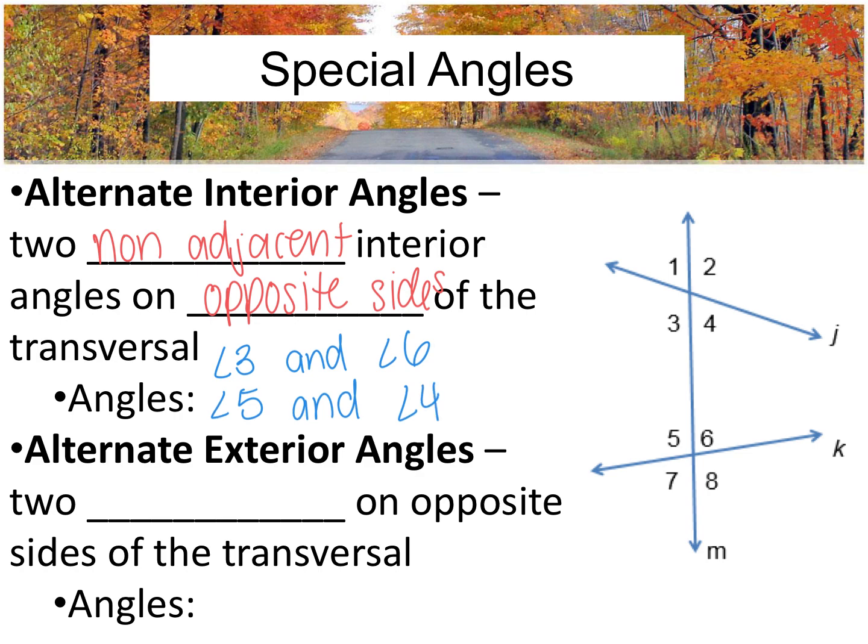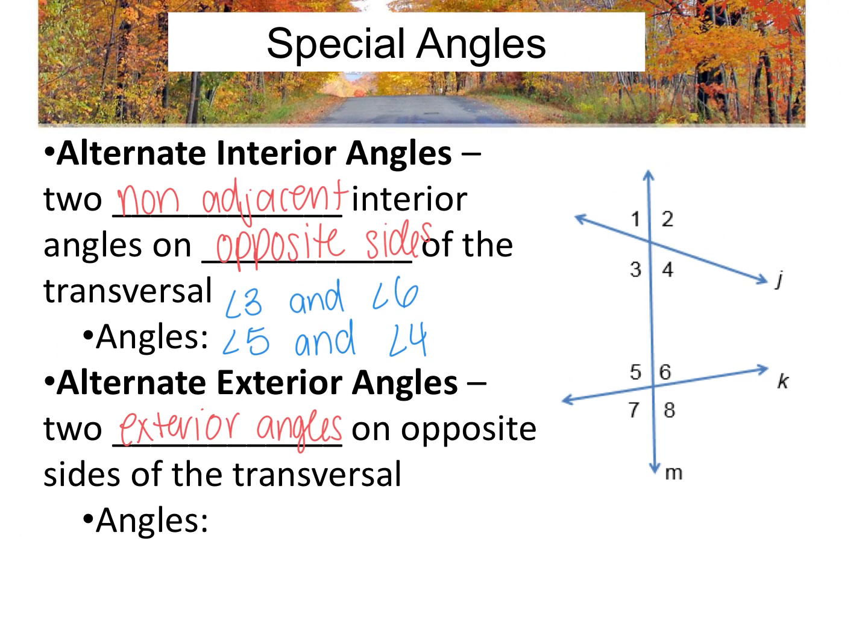All right, alternate exterior angles, same thing. Two exterior angles. So now I'm looking at exterior angles on opposite sides of the transversal. So similar. So you could tell me 2 of them. 1 and 8, good. Angle 1 and angle 8. Please make sure you're putting your angle signs. Again, it will be wrong if it's not there. And then what's my other pair? Good, angle 2 and angle 7. All right, questions on alternate?